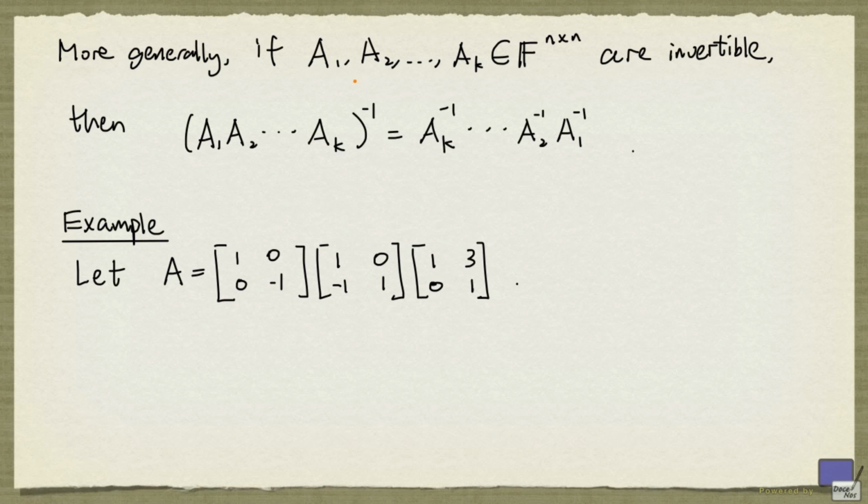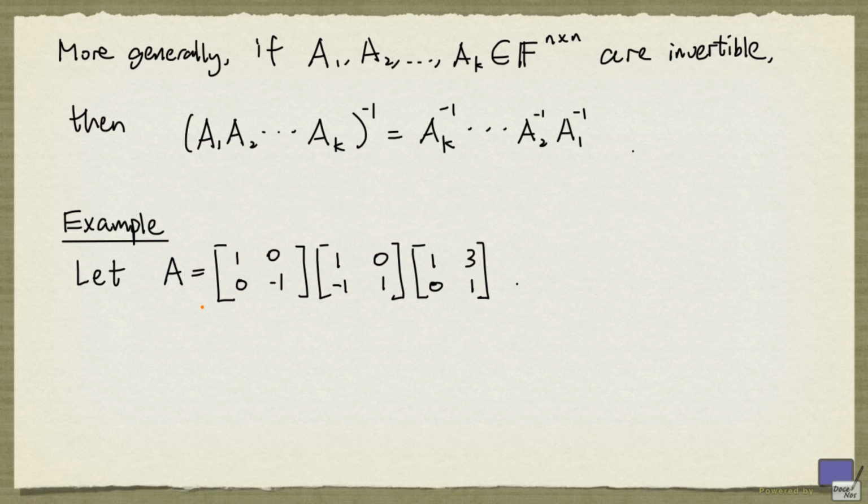More generally, if we have n by n matrices A1 up to AK all invertible, then the inverse of the product A1 up to AK is given by the inverse of AK times all the way down to the inverse of A2 times the inverse of A1.